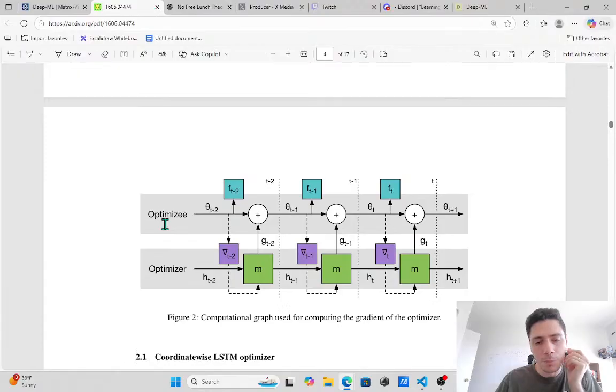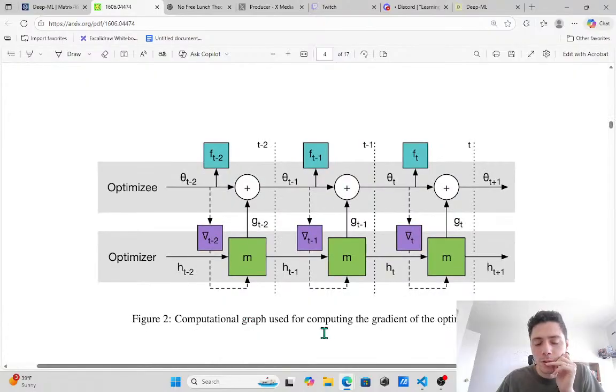So, optimize an optimizer using gradients. So you have some model. The model makes some predictions. You get the gradients. I'm assuming this is going to start off with 0, but you get some gradients. You feed it into the LSTM model. It will update the gradients, so make an update to it.